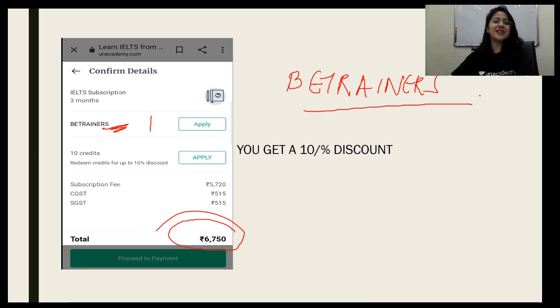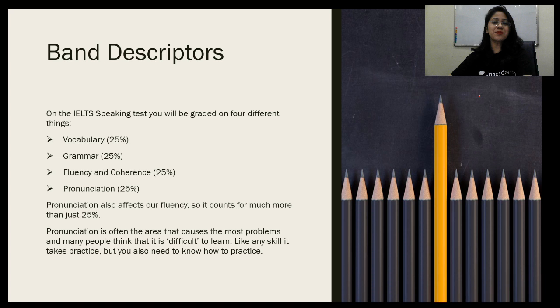Before we move ahead, it's very important to know that there are 4 skills on which you are marked in the IELTS speaking test. They are vocabulary, grammar (grammatical range and accuracy), fluency and coherence, and pronunciation. It's very important to understand that pronunciation affects our fluency, so it definitely counts much more than 25%. And it's very important that you give it the importance which it deserves.